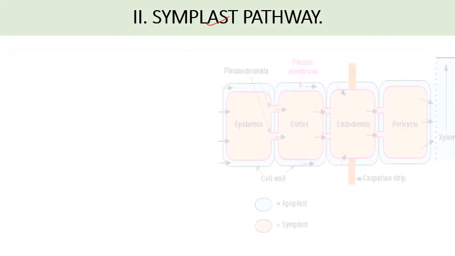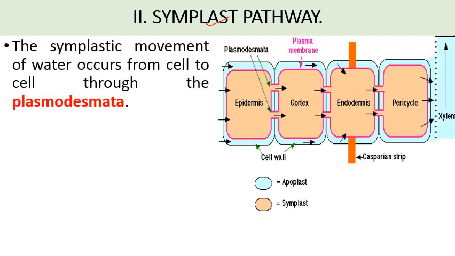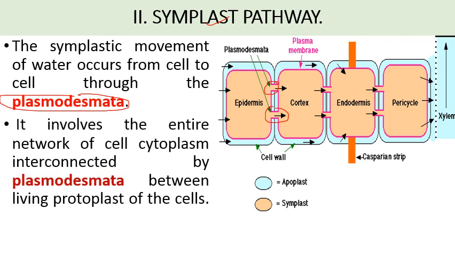Next is symplast pathway. So the symplastic movement of water occurs from cell to cell through the plasmodesmata. So these are the connections between two cells. So ये जो structures हैं bridge-like structures between two cells, this is known as plasmodesmata. It involves the entire network of cytoplasm interconnected by plasmodesmata between living protoplast of the cell.